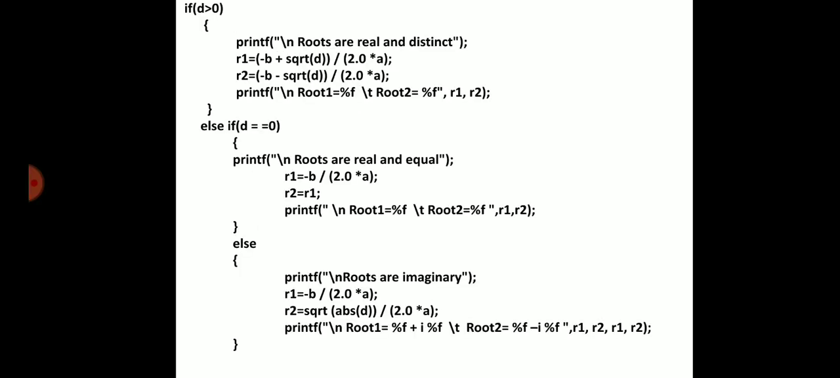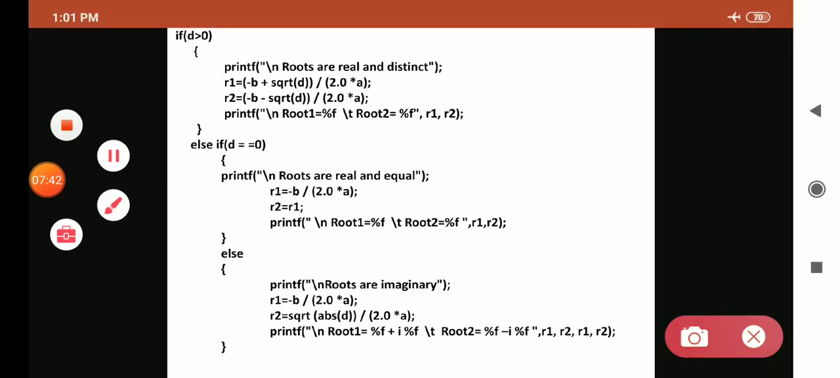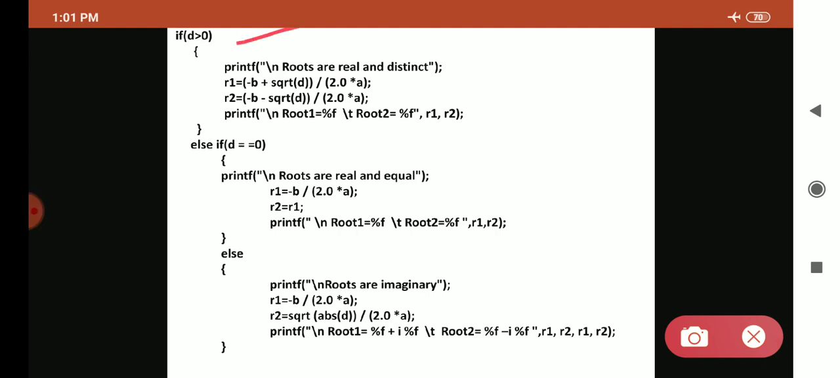Now we were talking about those three cases. Already we have calculated the value of d in this program. Now we should see what those three cases are. As usual, the first case that we were discussing is if d is greater than 0. Then as I mentioned earlier, roots are real and distinct. This message has to be displayed on screen, and the formula for r1 and r2 is written over here. Then we should display the results, that is root 1 is equal to percentage f, root 2 is equal to percentage f, of r1 and r2. So the first percentage f corresponds to r1, the second percentage f corresponds to r2.